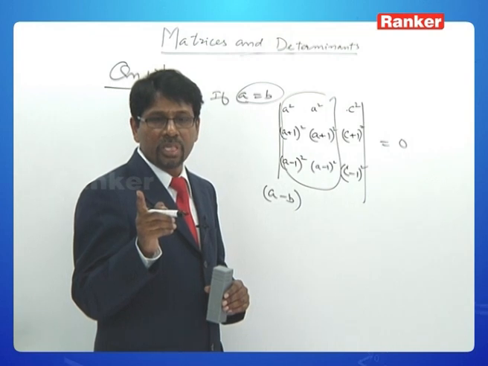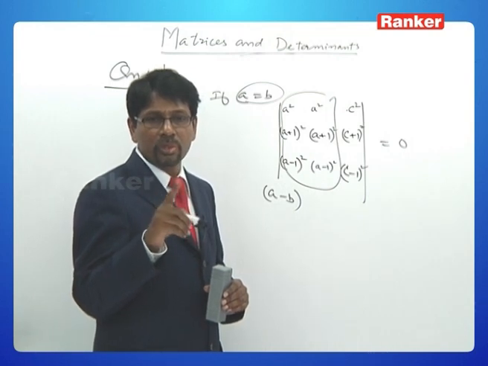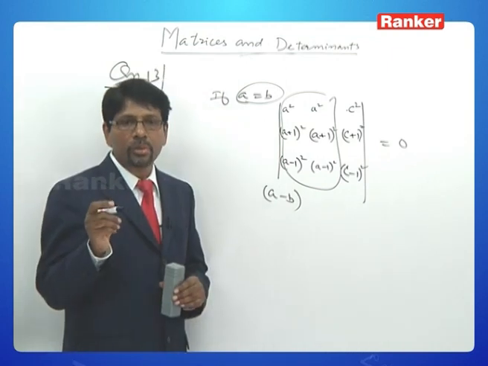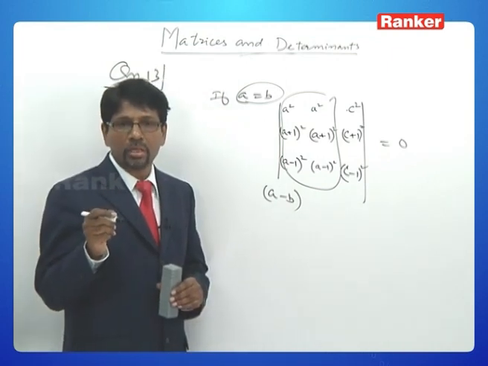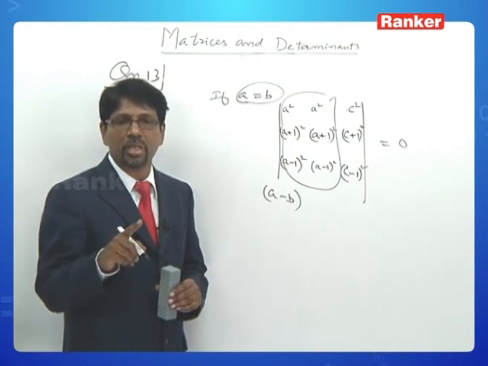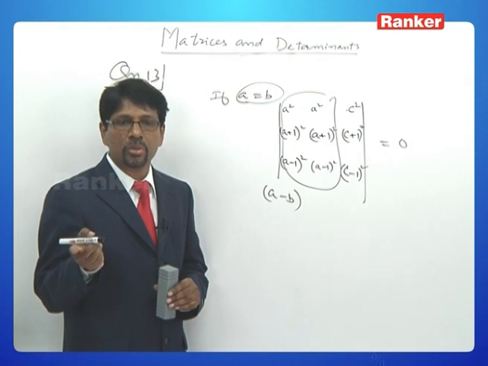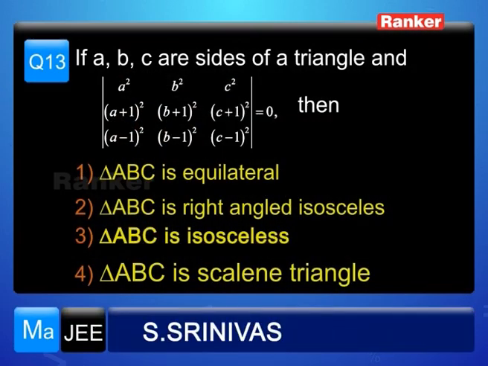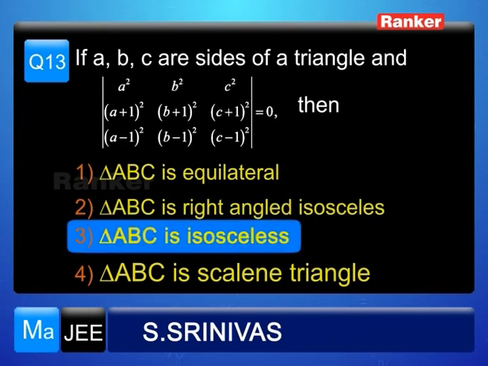Now if I put C equal to A, also we will have the determinant to be equal to 0. We can't conclude that all the three are equal. So by taking A equal to B or B equal to C or C equal to A, we are getting the determinant to be 0. So we can at most say that the triangle is isosceles here. Okay, and option is 3.